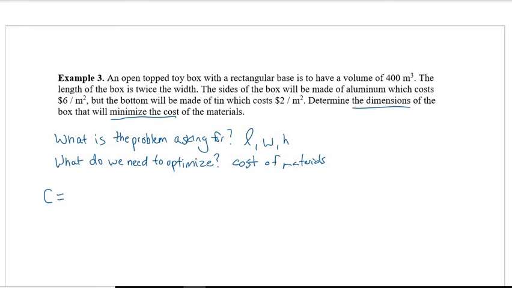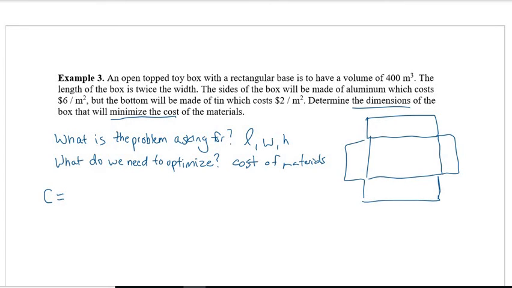So to do that, let's just draw a quick diagram here. Let's just make our net diagram in this one. In this one, we're just going to have something like that. And let's see what information we have here. The volume overall is 400 meters cubed. And the length of the box is twice the width. Here's the length and the width. And we said that that can be written as 2W.